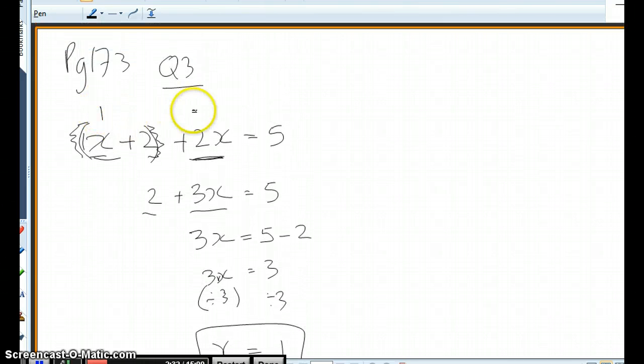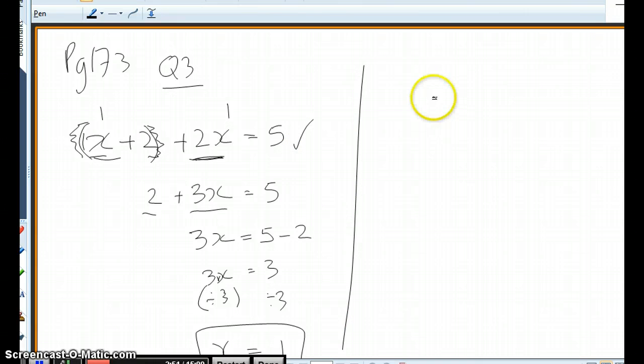Put 1 into there and 1 into there. 1 plus 2? 3. 2 times 1? 2. 3 plus 2? Works. Okay, next one.